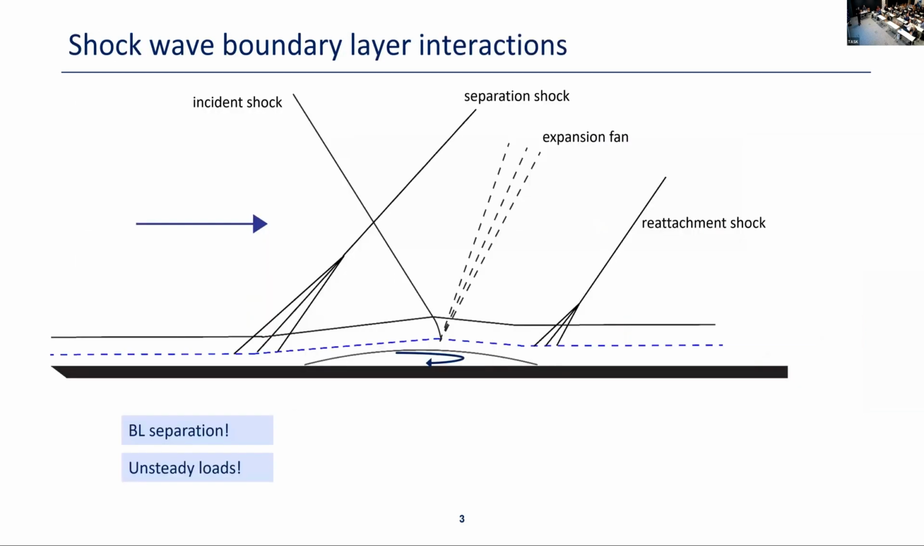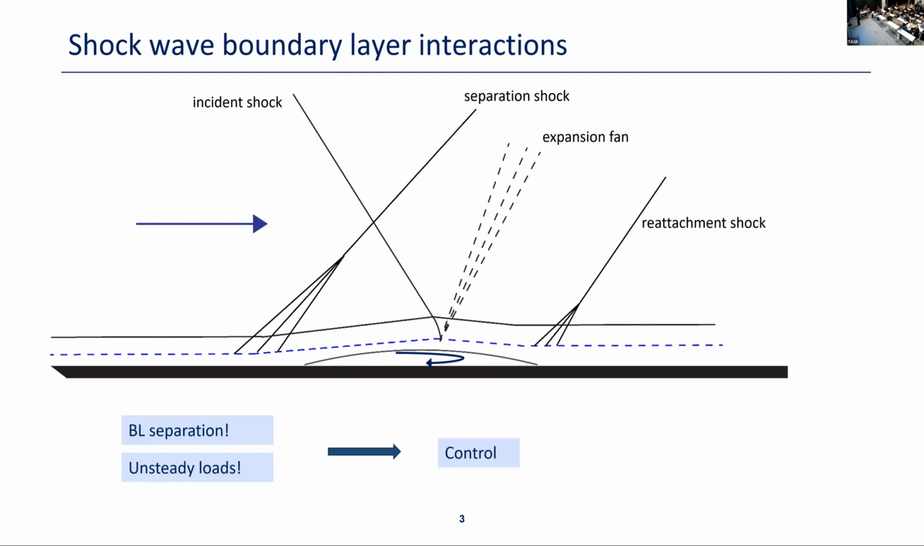Here, I sketched the type of shockwave boundary layer interaction that I will focus on in my talk, which is an oblique type of interaction. There is an incident shock impinging on the boundary layer, and it is so strong that it causes the separation of the boundary layer, so we can see the separation shock and the reversed flow in the boundary layer. This flow reversal also induces unsteady loads on the structure.